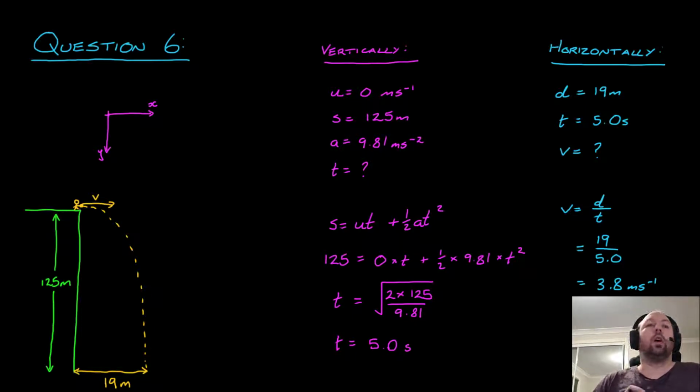Now, since the object was thrown horizontally, the horizontal velocity is the velocity that it was thrown at. So we could then state our answer as the object was thrown from the cliff with a velocity of 3.8 meters per second horizontally.